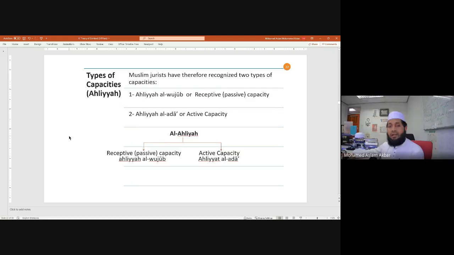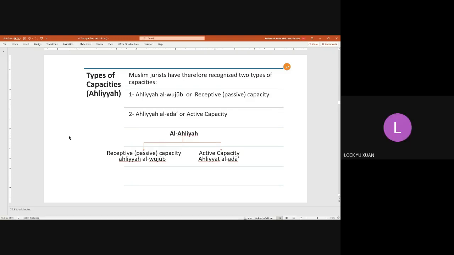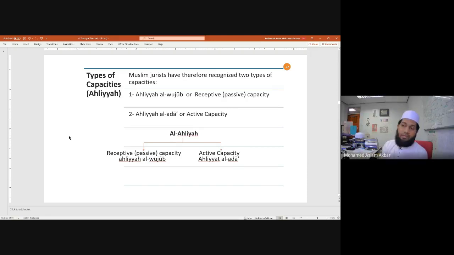Yes, Leon, sorry to cut you off. May I ask regarding what you just said, for a child or lunatic person, they need to do something through their guardians. For that part, is it possible for you to provide some examples? Yes, the examples are coming after this, one by one. All right, okay, thank you. When we talk about receptive capacity, inshallah, the examples and also more explanation will come.